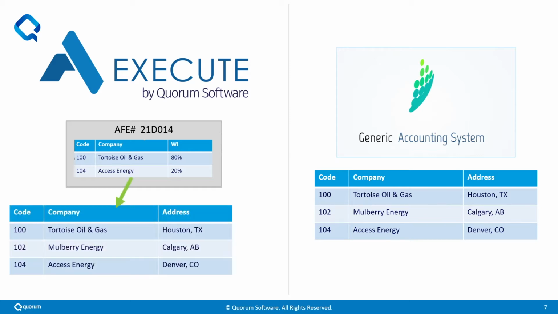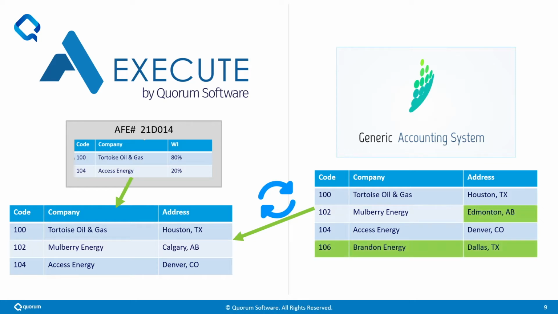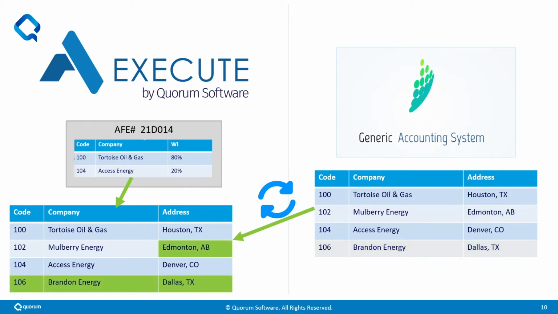So we know we want users to pick companies from a list of acceptable companies, but we know that list really is owned by the accounting system. And so data synchronization allows us to synchronize that list in Execute with the list from the accounting system so that when there are changes in that source data, maybe an address changes, a new company is added, those same changes are automatically made to Aucerna Execute. So that's data synchronization. Let's talk a little bit about how it works.